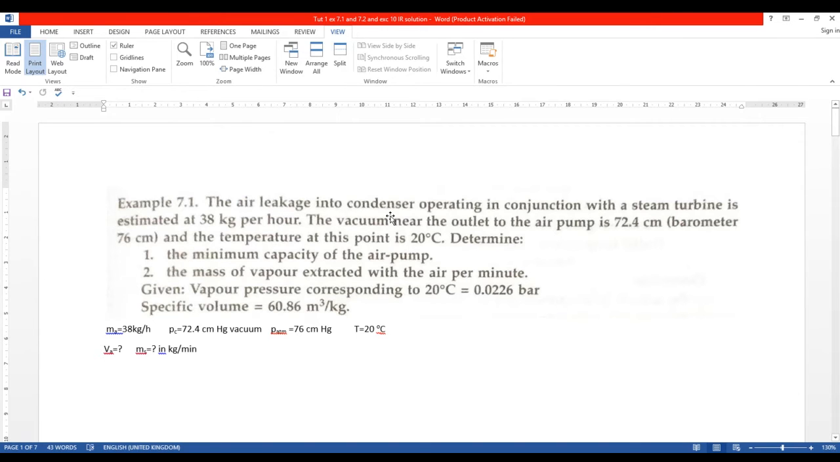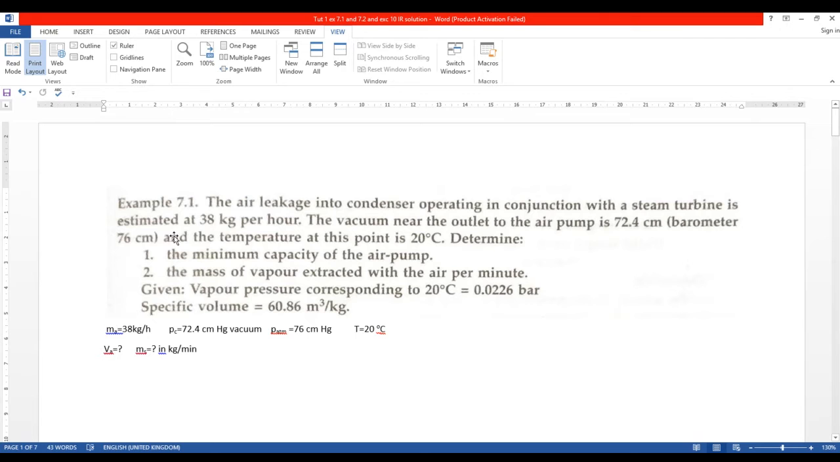Then we have the vacuum near the outlet to the air pump is 72.4 centimeter. So this is the gauge pressure, which is the vacuum pressure, 72.4 centimeter. So we put PC, pressure in the condenser, equals 72.4 centimeter Hg, mercury, vacuum. So this is the vacuum pressure, it means gauge pressure.